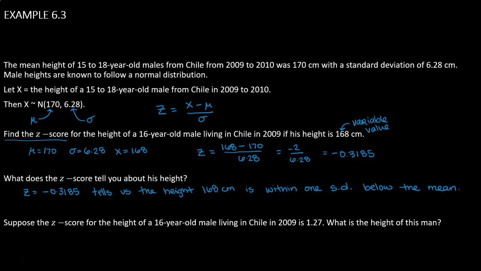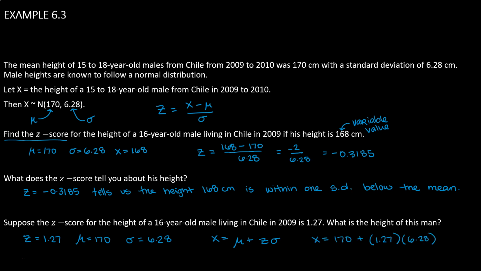Suppose we have a z-score for another male's height. This time we only know the z-score is 1.27. We don't know the actual height of this man, but we can find it. We know z, mu, and sigma. We can plug those into the formula that finds x. Using x equals mu plus z times sigma, we can find the height of this person.